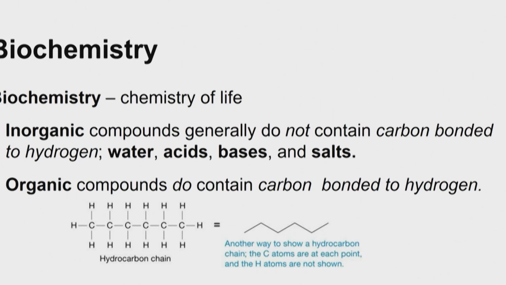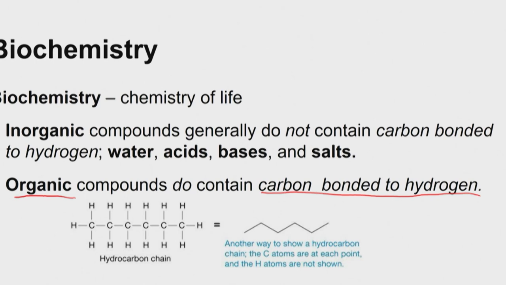And in that, we're going to find that the chemistry of life involves organic compounds. An organic compound is a compound that contains carbon that is bonded to hydrogen. So when you go to take organic chemistry, for example, it's all about these carbon-containing compounds. Inorganic compounds are ones which do not usually contain lots of carbon bonded to hydrogen. Some other examples there are water, acids, bases, and salts. Those are just some examples of inorganic chemicals.